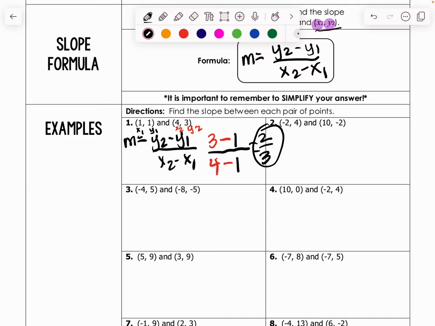Okay, let's do another one. So I'm looking at this equation. I don't have to necessarily write it out every time if I'm using the same one, but I do want to label x1, y1, x2, y2.